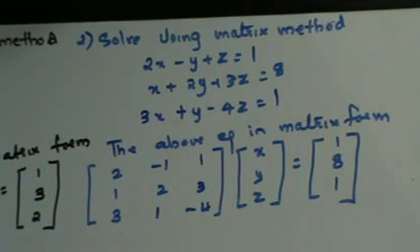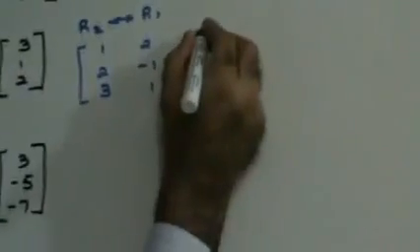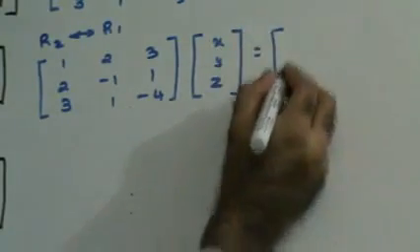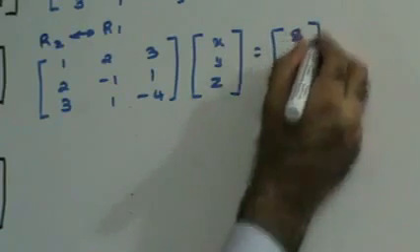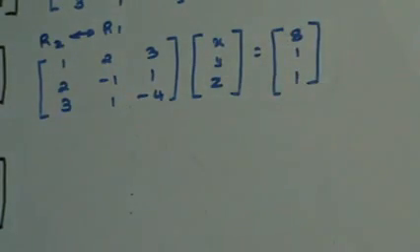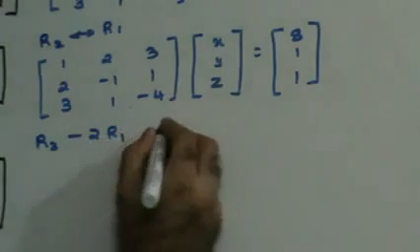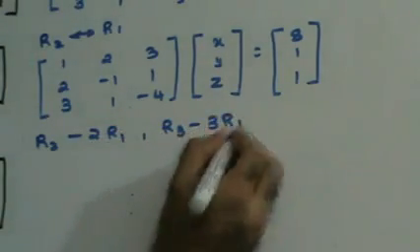How do I get the number in the first position as 1? Interchange R2 and R1. If I interchange R2 and R1, I'll get 1, 2, 3; 2, minus 1, 1; 3, 1, minus 4; times X, Y, Z. I'm interchanging R2 and R1. Right? Now once I have done this, I need to make the number in the second and the third position as 0. So this is going to be R2 minus 2R1 and R3 minus 3R1.